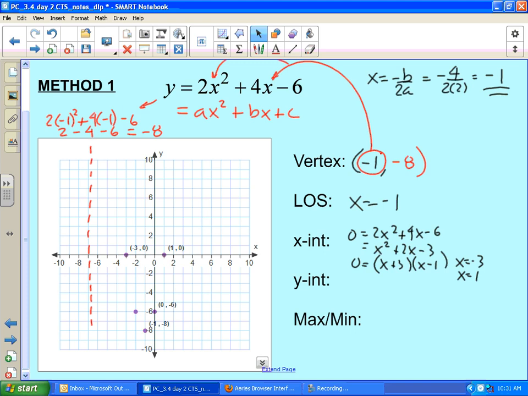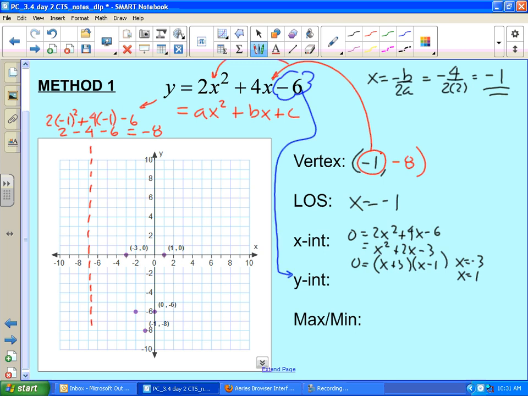Okay. Yes? And then the y-intercept is just negative 6. Exactly. So, the nice thing about the standard form is that the y-intercept is always your c value. So if we write it as a coordinate, it would be 0, negative 6. And look, that's where it is. 0, negative 6.